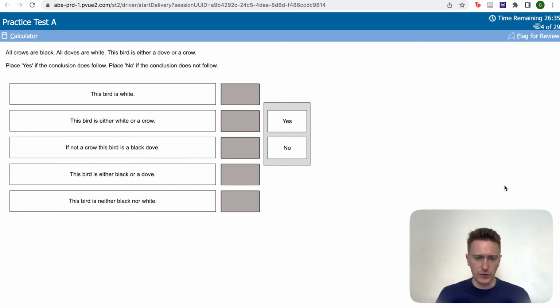All crows are black, all doves are white. The bird is either a dove or a crow. Simple enough. Okay, the bird is white. Well, no, it could be a dove or a crow. It could be a crow. This bird is either a white or a crow.